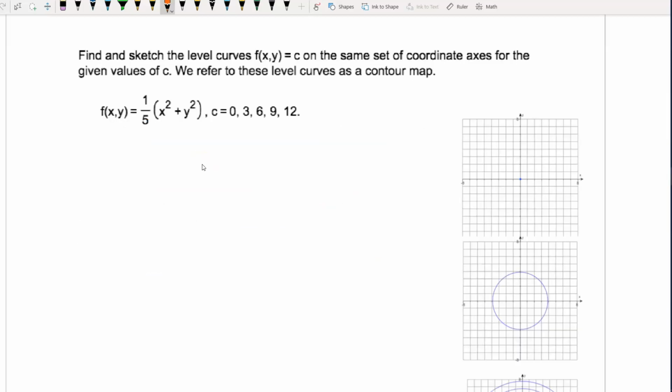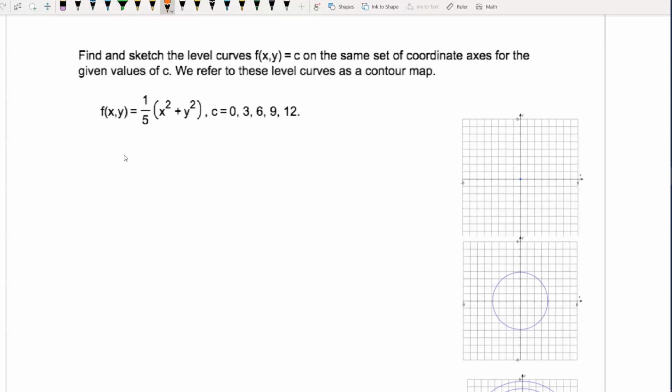Find and sketch the level curves f of x comma y equal to c on the same set of coordinate axes for the given values of c. We refer to these level curves as a contour map. So here on this part we have this function f of x comma y equal to 1/5 multiplied by (x squared plus y squared). And here we have c equal to 0 and 3, 6, 9, 12.